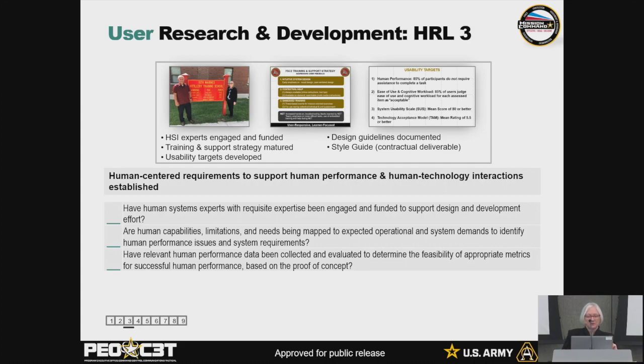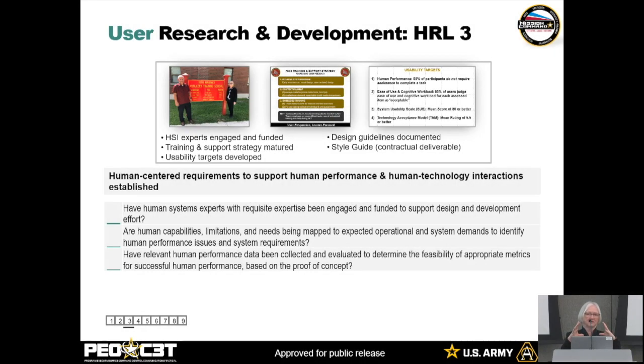And we developed our usability targets. We designed our guidelines, documented. I showed you that spreadsheet earlier with our GUI requirements and guidelines. We provided that to the developer just so they had a heads up on the things that we're going to be looking at. And here's the style guide contractual deliverable.